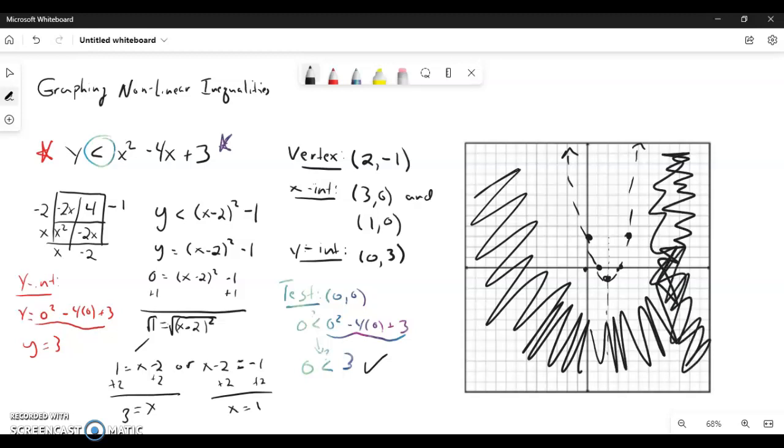If 0, 0 did not work, we would have shaded on the inside part. But since it did work, we want it to work, so we're going to shade all around it on the outside. And there we have graphed our inequality for this parabola. Okay, so this one was using completing the square.